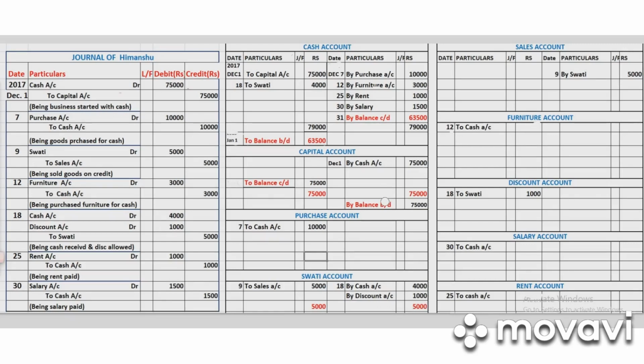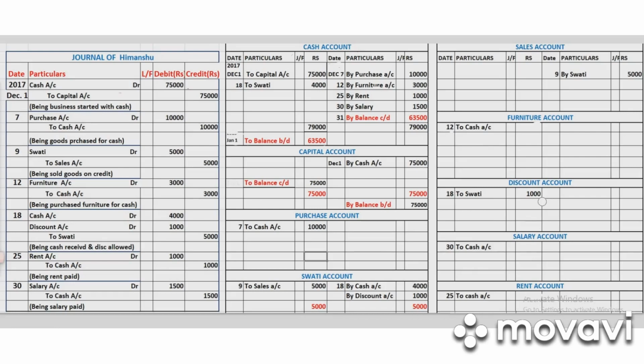In the capital account it will be a credit balance, the cash account is a debit balance, the purchase account a debit balance, Swadhi's account has no balance, the sales account you can see is a credit balance because the credit side is more, the furniture account is a debit balance, the discount account is a debit balance, the salary account will be a debit balance, the rent account will be a debit balance. So these are the different balances of ledger accounts. In this way the businessman will complete the ledger account.